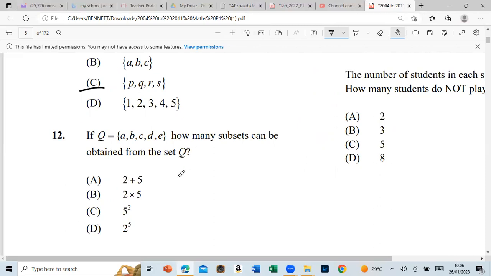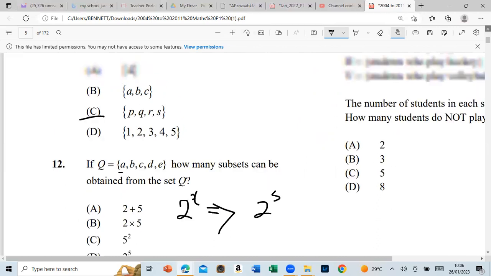If Q is equal to {A, B, C, D, E}, how many subsets can be obtained from set Q? So its formula is 2 raised to the x. What is x? The number of elements in the set. Now we have 5 elements, so it's 2 to the 5th. You don't have to worry about that. So you can get 32 subsets.